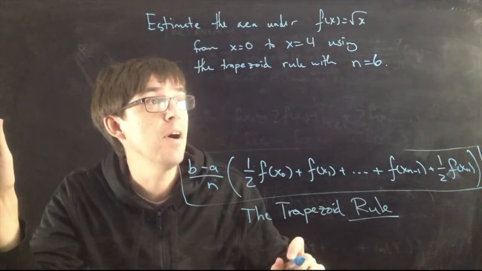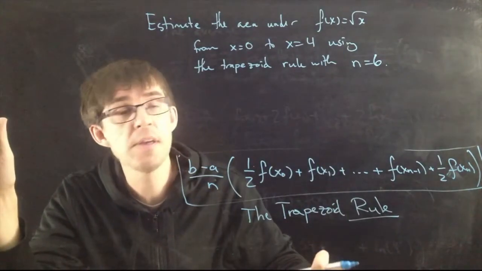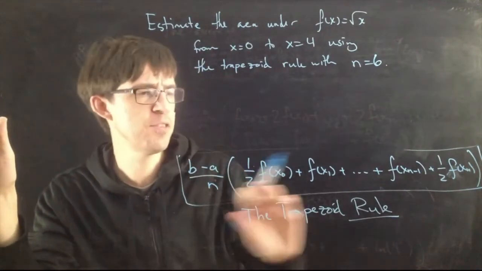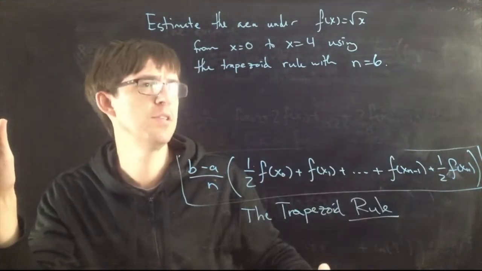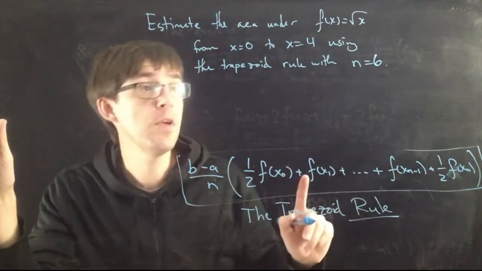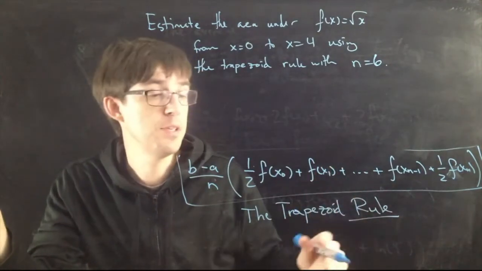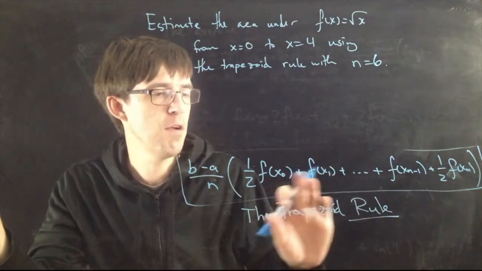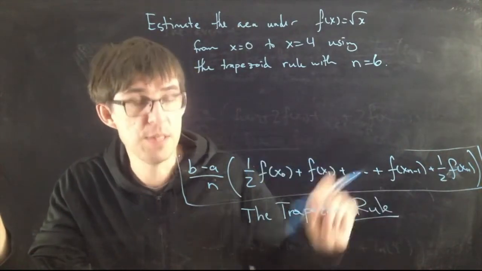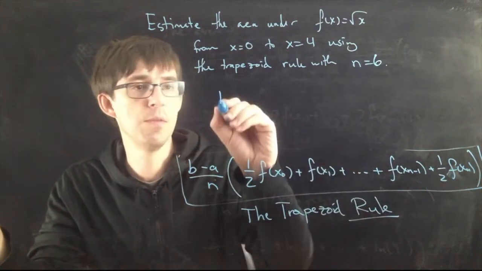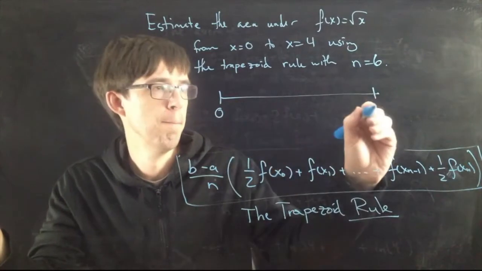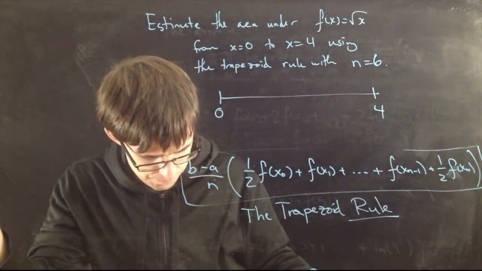It says estimate the area under this function, f of x equals square root of x, from 0 to 4, using the trapezoid rule with n equals 6. I'm going to try and keep this right here because we're going to plug into this formula. The only step that you need to do before plugging into the formula is just figure out what are all these x values that represent the little bitty points that you have to plug into the function. What are they? Well, just like we did last time, I'm going to make a simple chart of the interval.